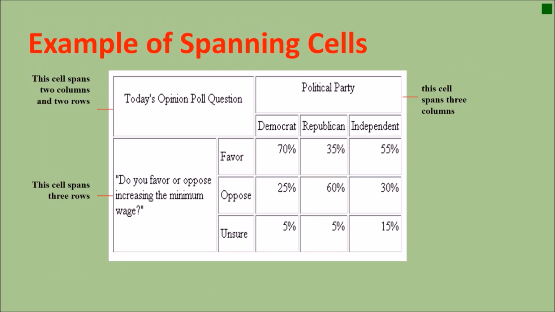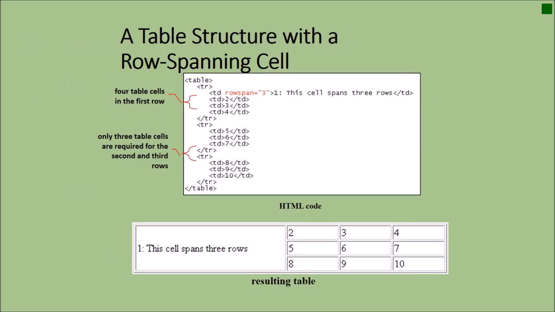Here, this cell spans two columns and two rows. This spans three columns. And here this spans three rows. Now this is a table structure with a row spanning cell. Here three rows are merged.